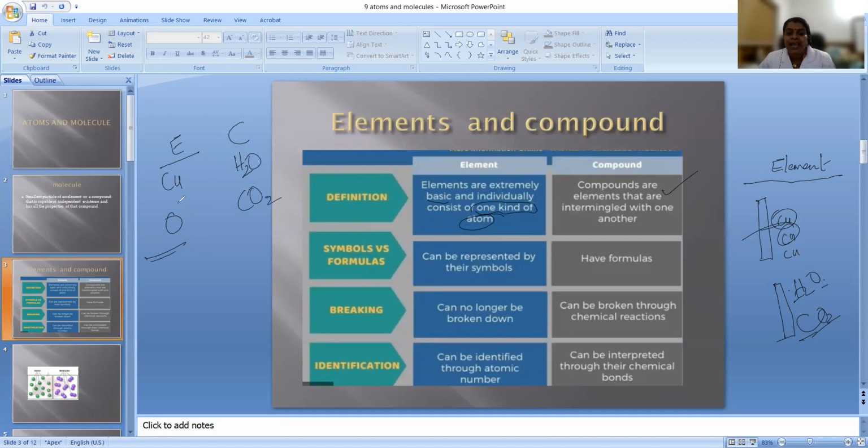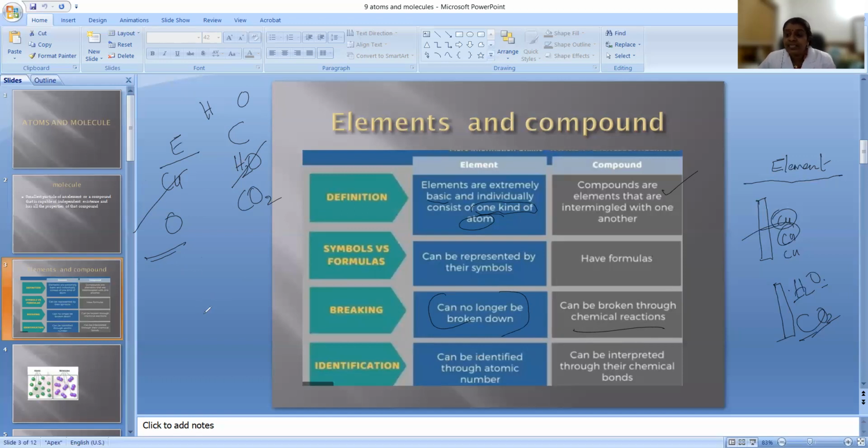And if you cut copper, you are not going to get anything. Copper we cannot cut, okay? But if you cut chemically water, you will get hydrogen and oxygen. Understand? So chemically we can separate a compound, but we cannot do that for an element. An element can no longer be broken down, whereas in the case of a compound it can be broken through a chemical reaction.